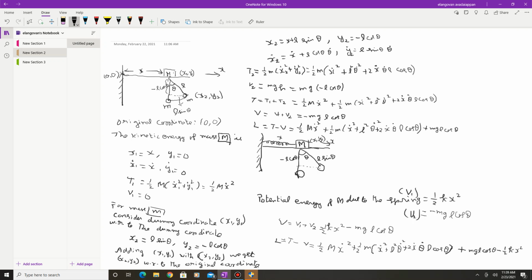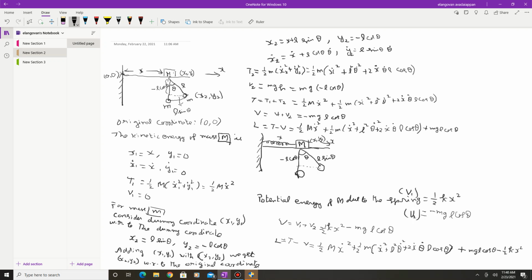Now similarly, let us calculate the potential energy for the bob of mass m. So the bob is raised to this distance. The potential energy is equal to mgh. So what is the h? Because the dummy origin is here, x1 y1 is the dummy origin, with respect to this origin, minus L cos theta is the height. So mg into minus L cos theta.